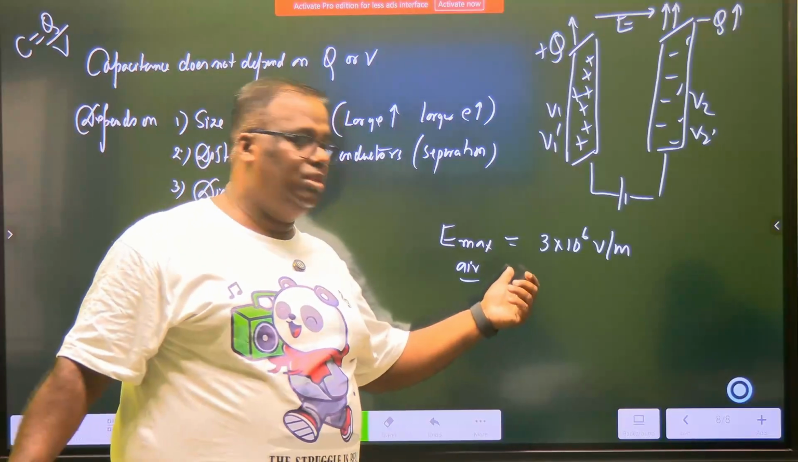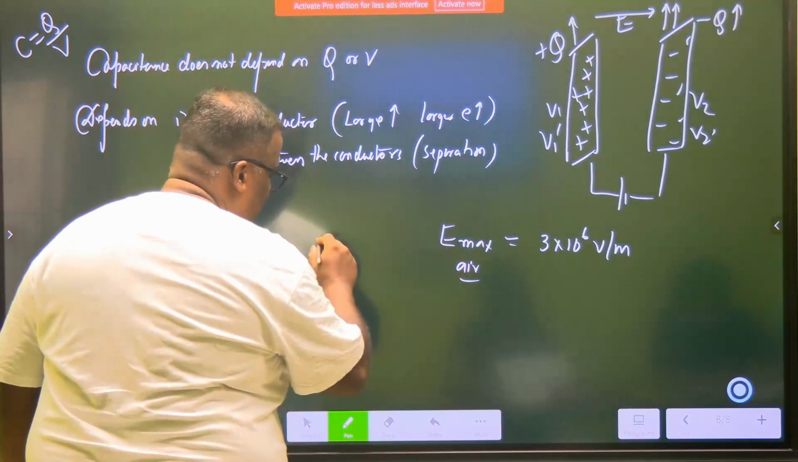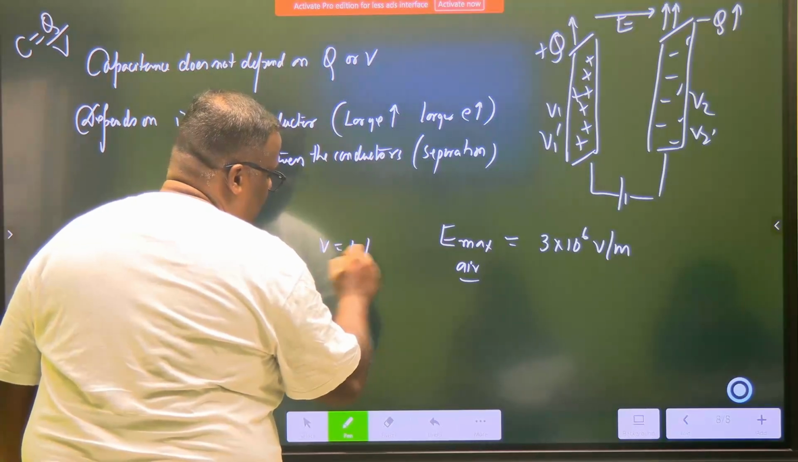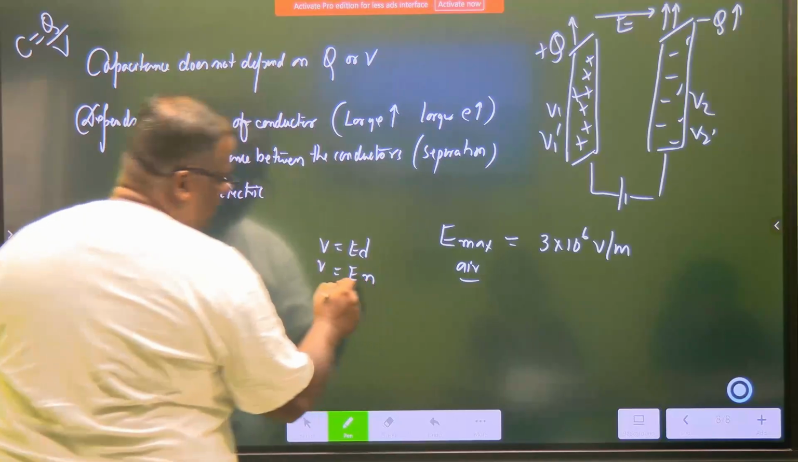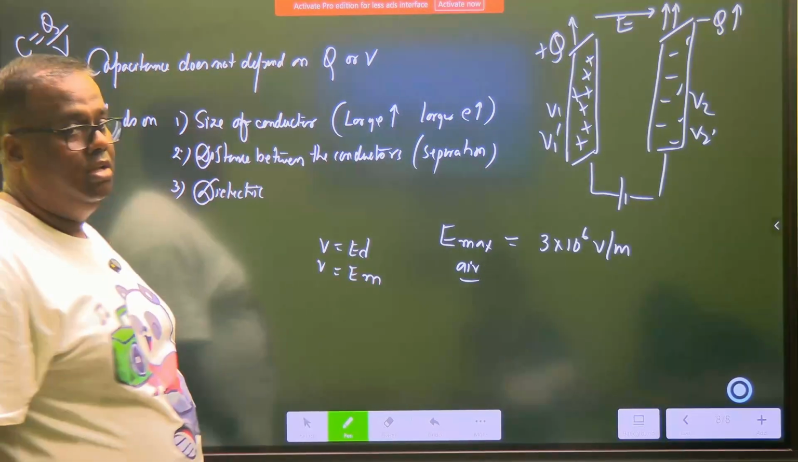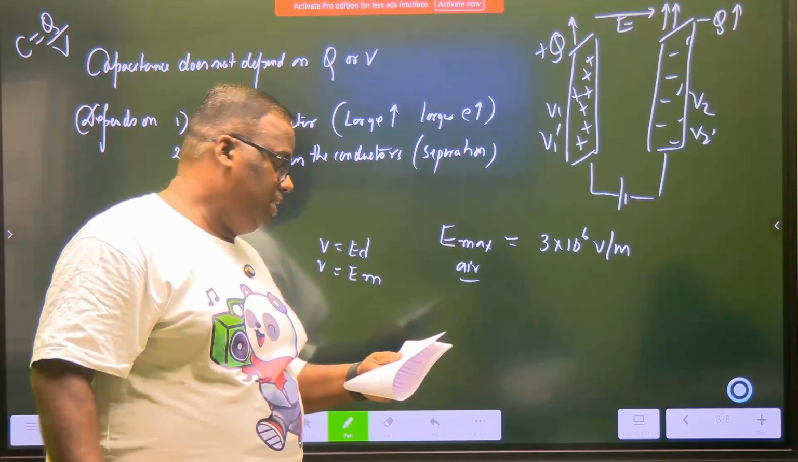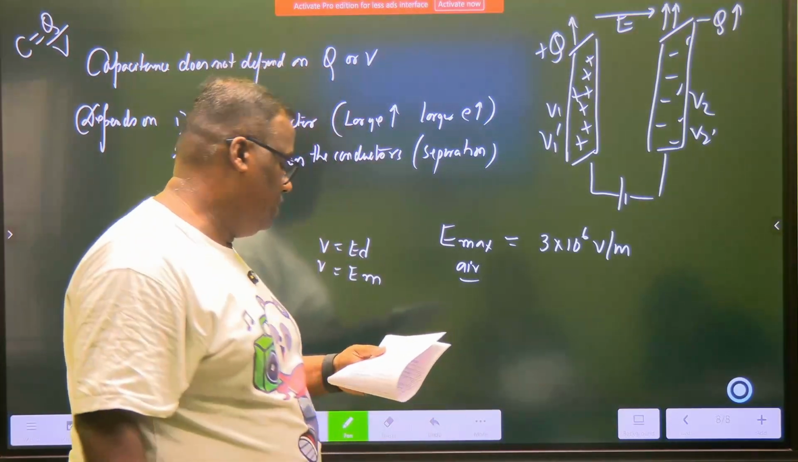For air, this is the value you can write down. Acha, why did I write volt per meter? You very well know V is equal to E D. So volt is equal to E into meters. So E is equal to volt by meters. Did you get it? E max for air is 3 into 10 to the power 6 volt per meter.